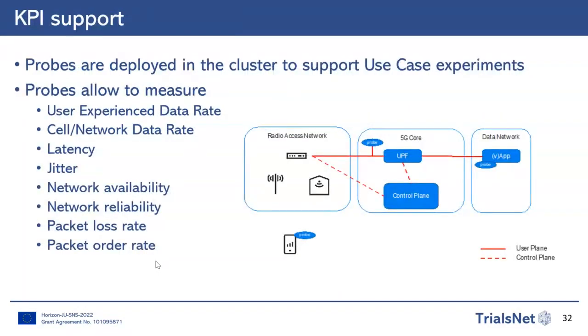And finally, we saw that there are some probes deployed in the network, and they help us to measure the performance in the network. And this is a list of what can be measured right now through the probes which are deployed, and which includes user experience data rate, network data rate, latency, jitter, network availability, network reliability, packet loss rate, and packet ordering.